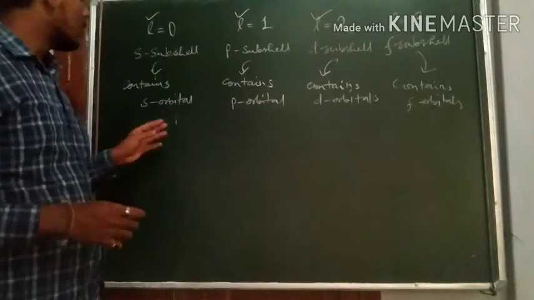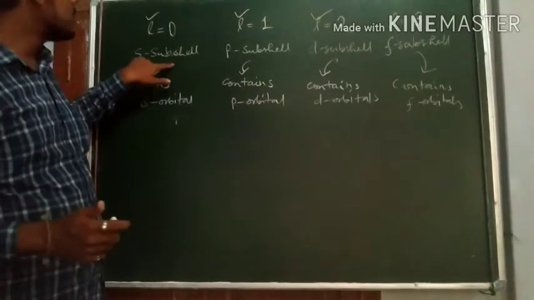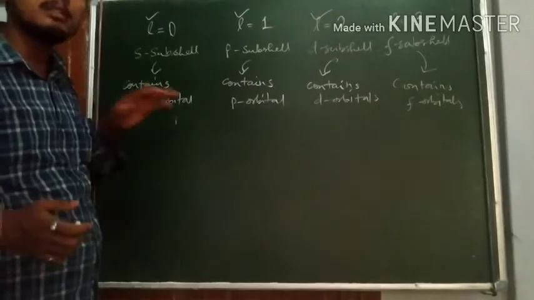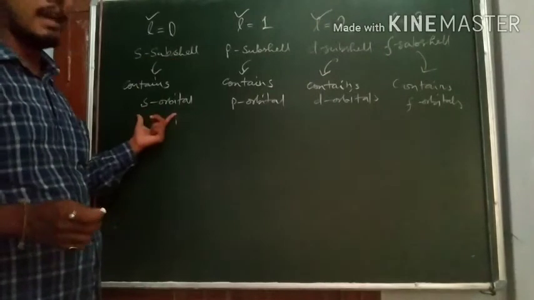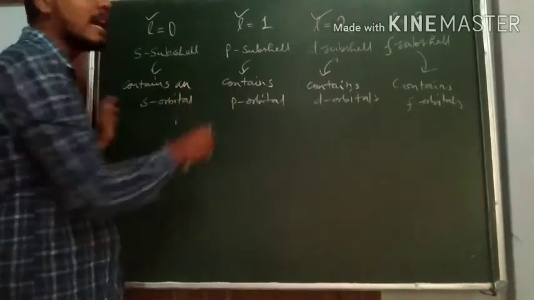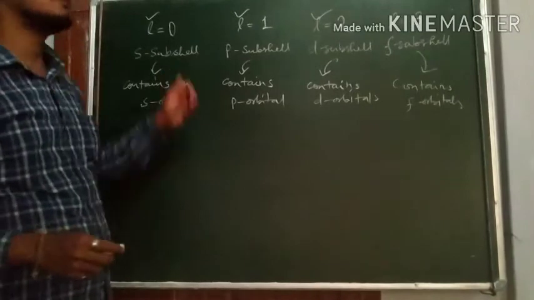Okay. Now, why is this called the S subcell? This is called the S subcell because it contains an s orbital. Because this subcell has an s orbital, we call it the S subcell.